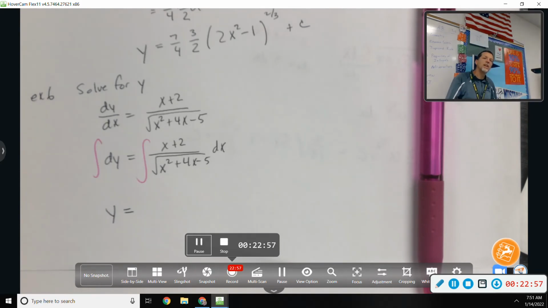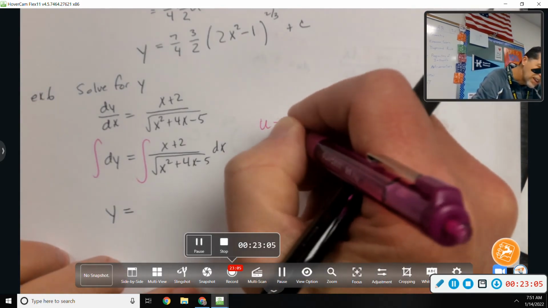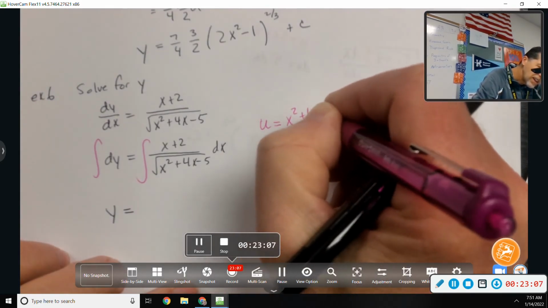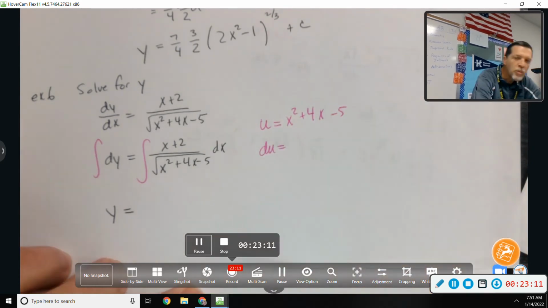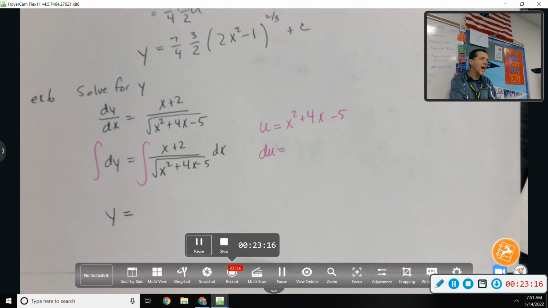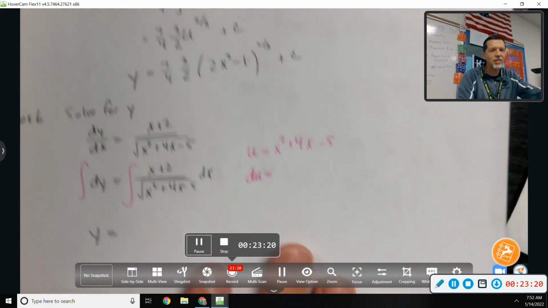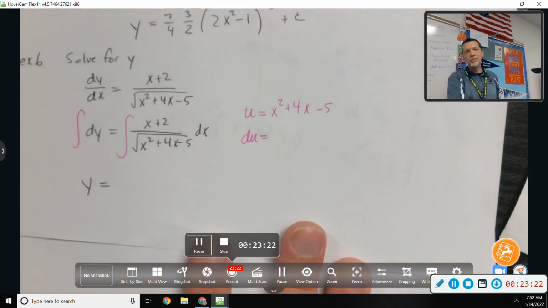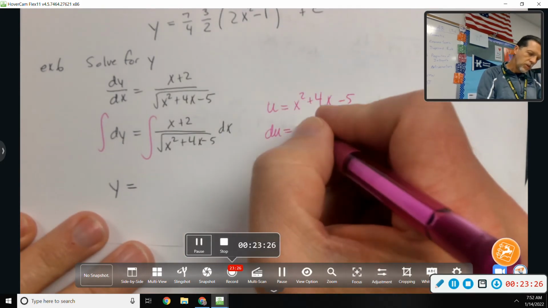All right, thoughts for what u should be on this one? The quadratic. Okay, let's try that. Keep waiting for you guys to guess the wrong answer so that we can pursue a wrong answer, because that happens in u substitution. You guess something, you start working with it, and it just won't work. Start over, pick a different u and see if something works. Let's see, du is 2x plus 4.